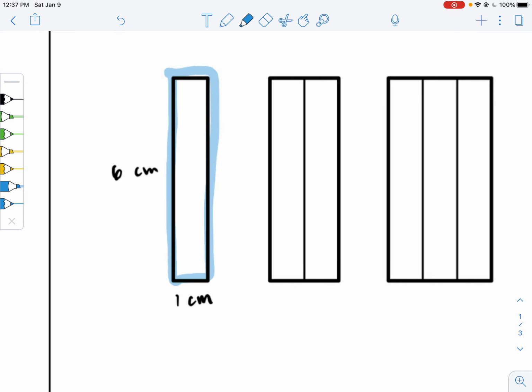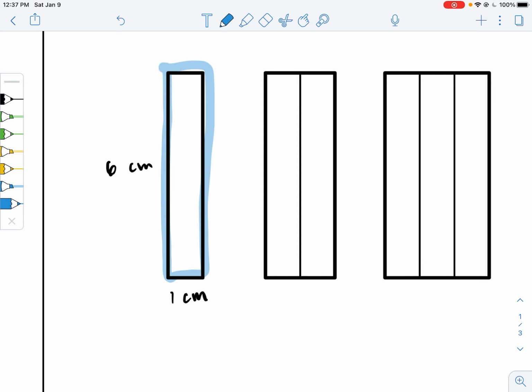So if we look at this guy, we've got one rectangle. And when we have one rectangle, the perimeter is going to be 6 plus 1 plus 6 plus 1, which is 14. So its perimeter is 14. Nice. So that's if we have one rectangle. When we have 2 rectangles together, the perimeter is 6 plus 6 plus 1 plus 1 plus 6 plus 1 plus 1, which comes out to be 16. So this perimeter is 16.